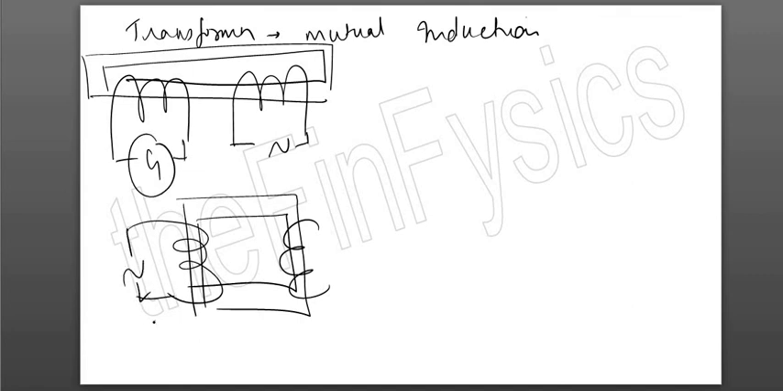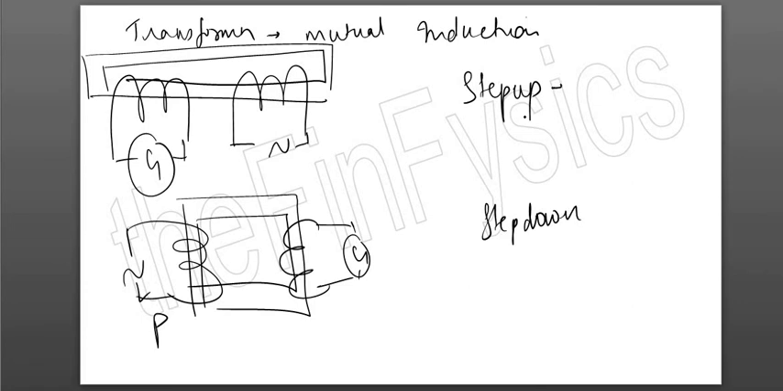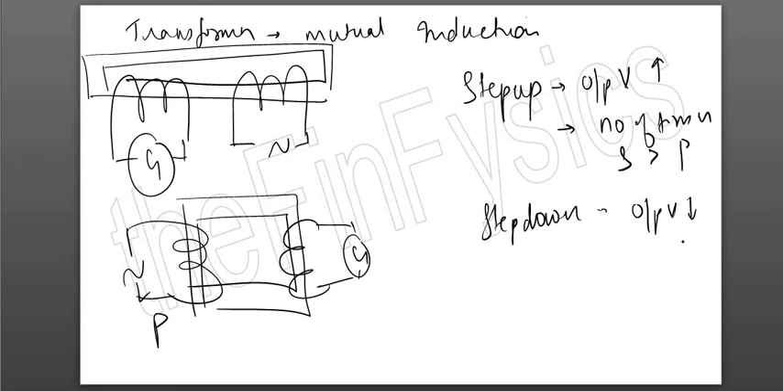The input, where you give the input, that is known as the primary coil. Where you connect the galvanometer, that is known as the secondary coil. Now depending upon the number of turns in the secondary coil, we divide transformers into 2: step up and step down. In a step up transformer, the output voltage is more. In step down, the output voltage is less. Okay, how do you identify a step up transformer? The number of turns in the secondary will be more than the primary, and for step down it will be the other way around.